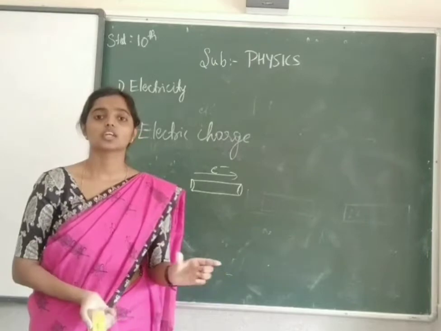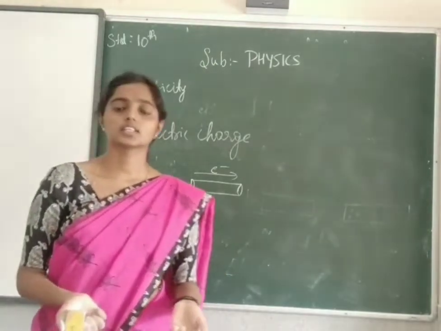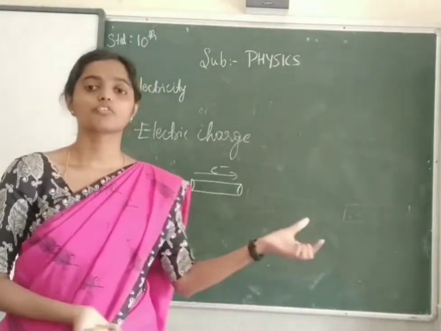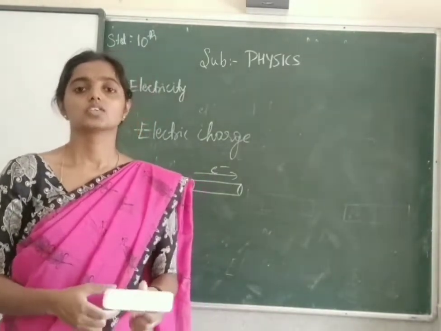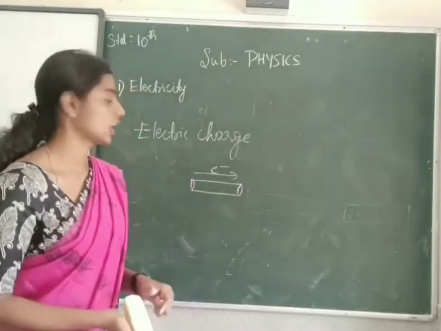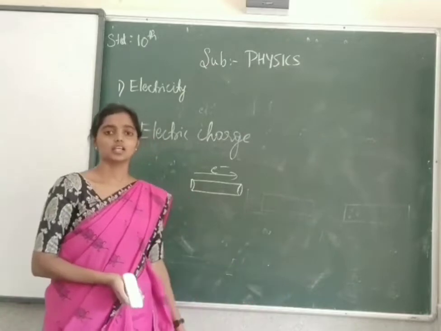Metals are good conductors of electricity. So what is a conductor now? A conductor is nothing but something which allows electrons to move from one particle to another particle. So now what about insulators? Insulators are those which do not allow electrons to move from one particle to another particle.